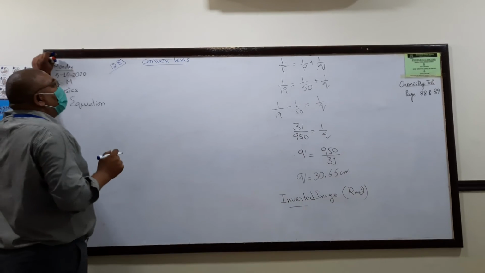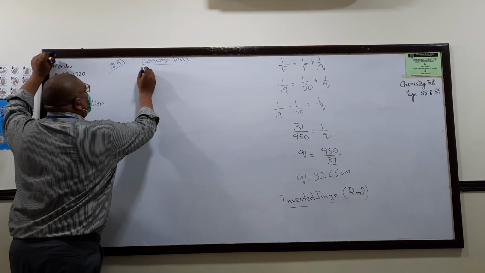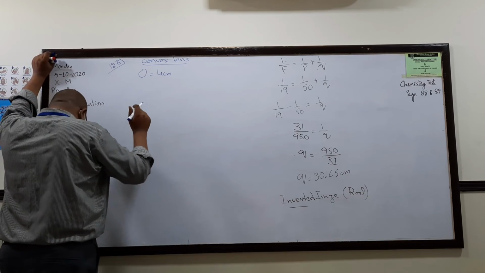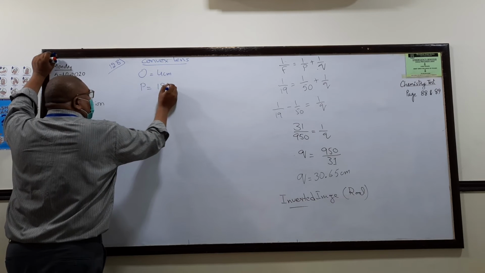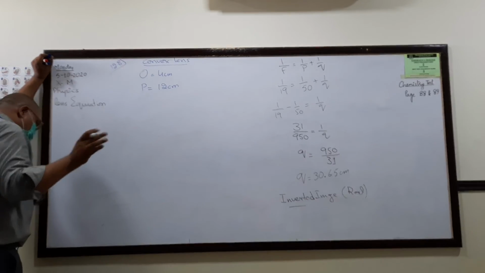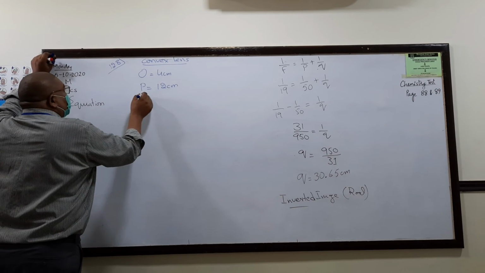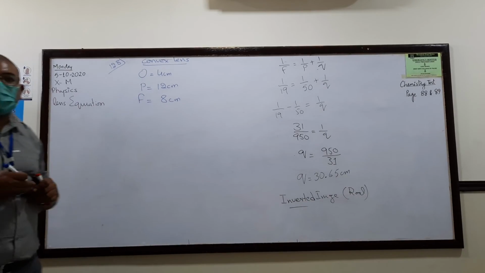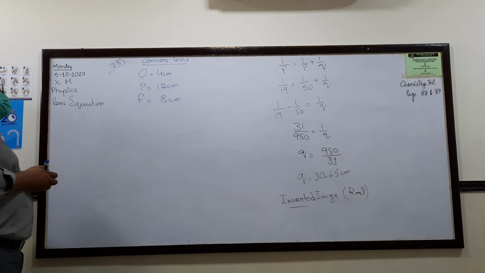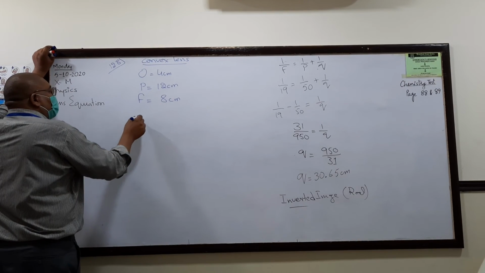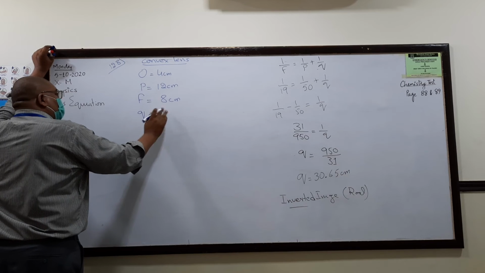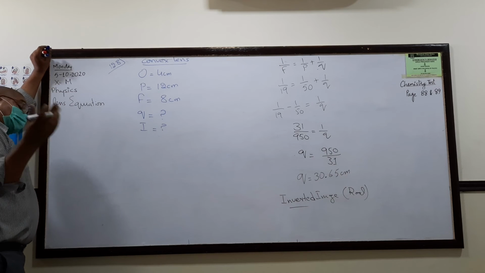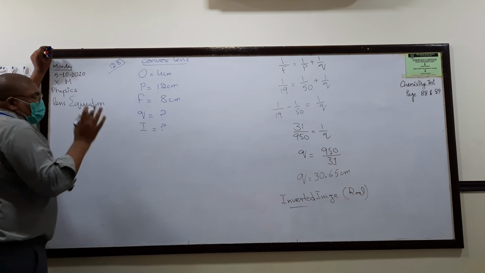An object 4 centimeter high is placed. The height of the object is 4 centimeter. It is placed at a distance of 12 centimeter, so the P value is 12 centimeter, from a convex lens of focal length 8 centimeter. The focal length of the convex lens is always taken as positive. Calculate the position and size of the image. Q is the question and I is also the question. Also state the nature of the image. The nature of the image is also the question.